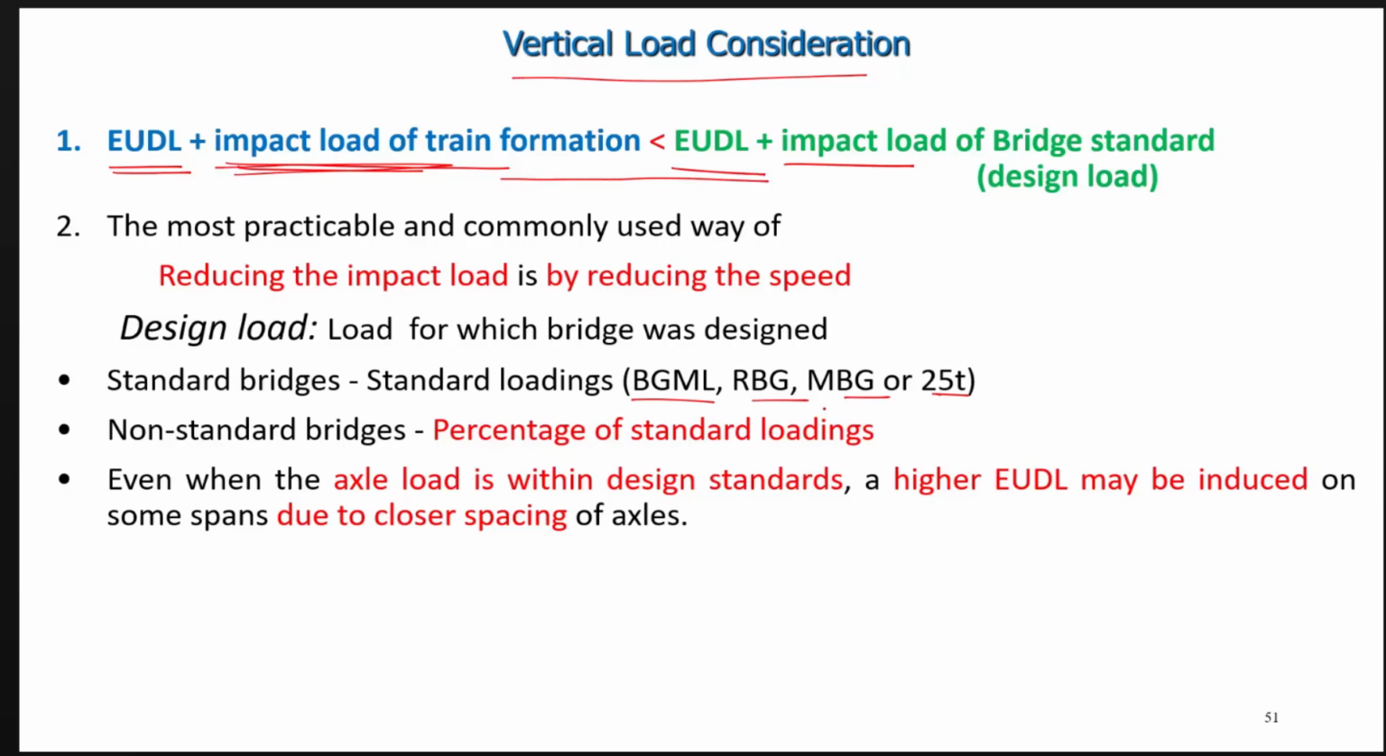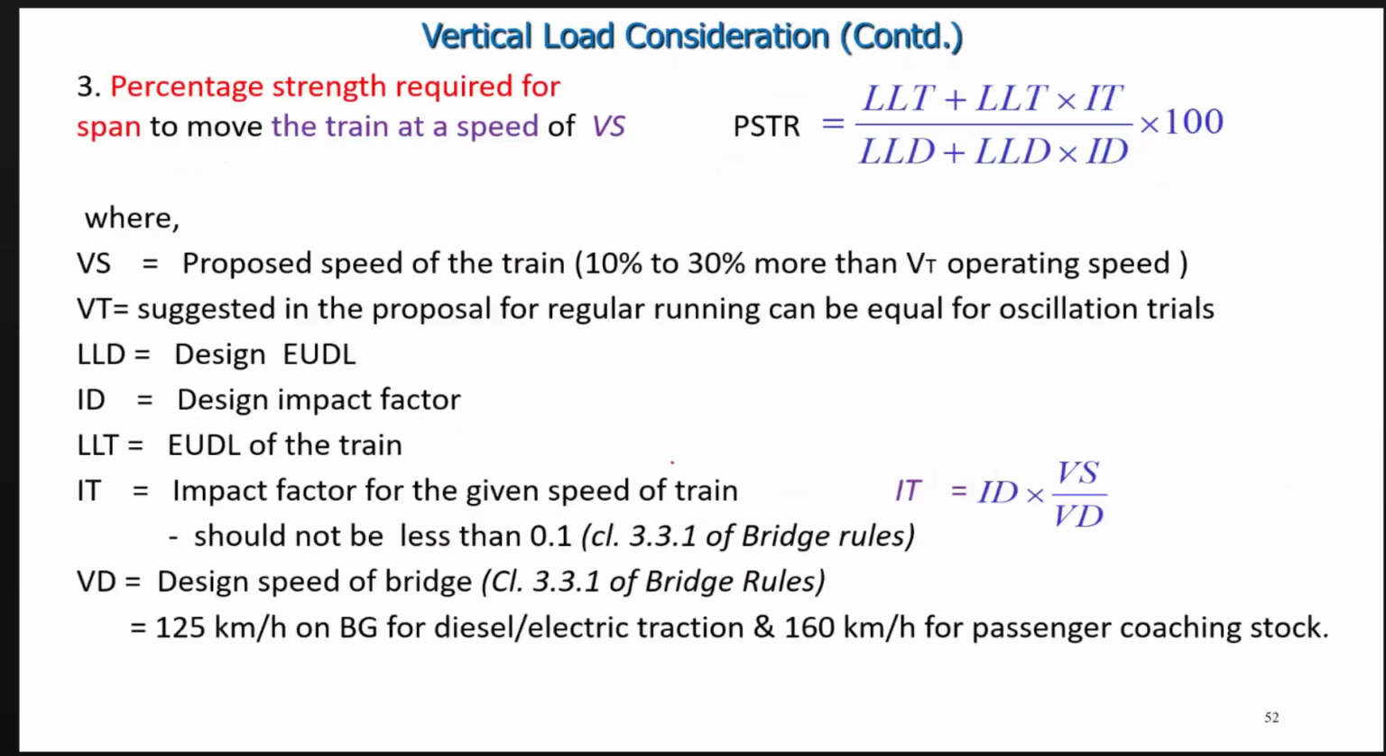Even when the axle load is within the design standard, a higher UDL may be induced on some span due to closer spacing of axles. Yes, if the axle spacing is closer, then the UDL will definitely increase. So this is the formula given for calculating the percentage strength for a non-standard bridge. So this is how much the percentage is increased.